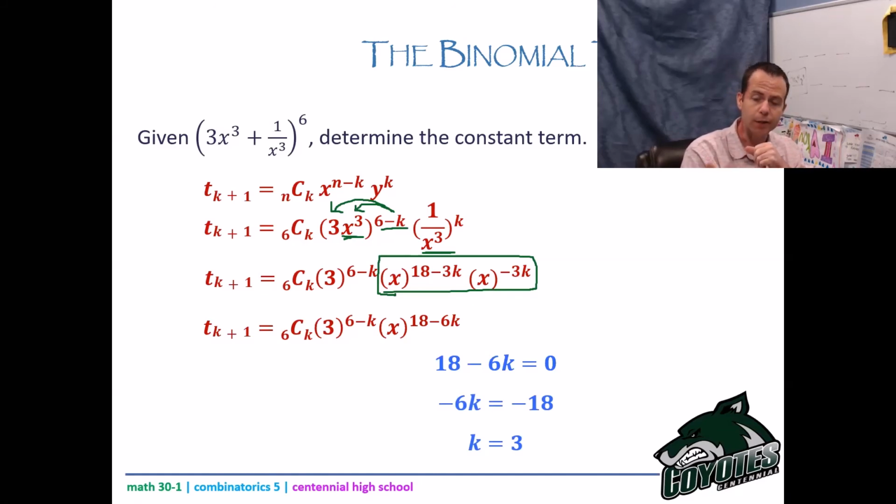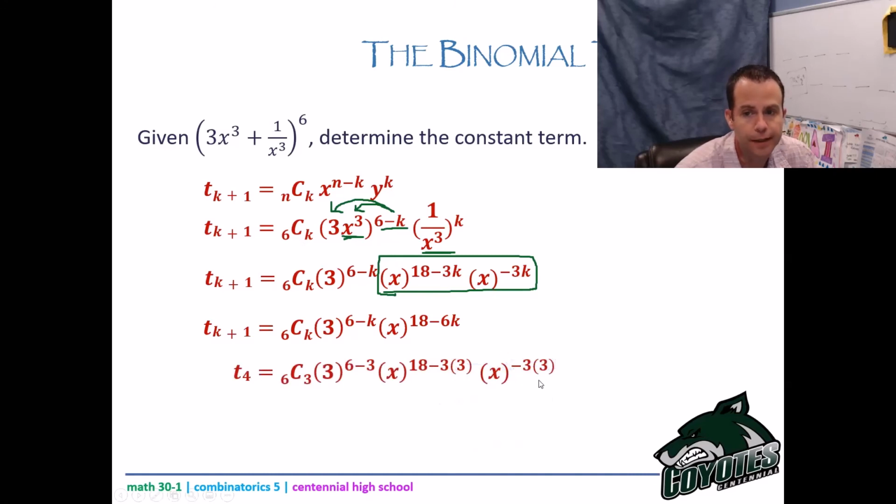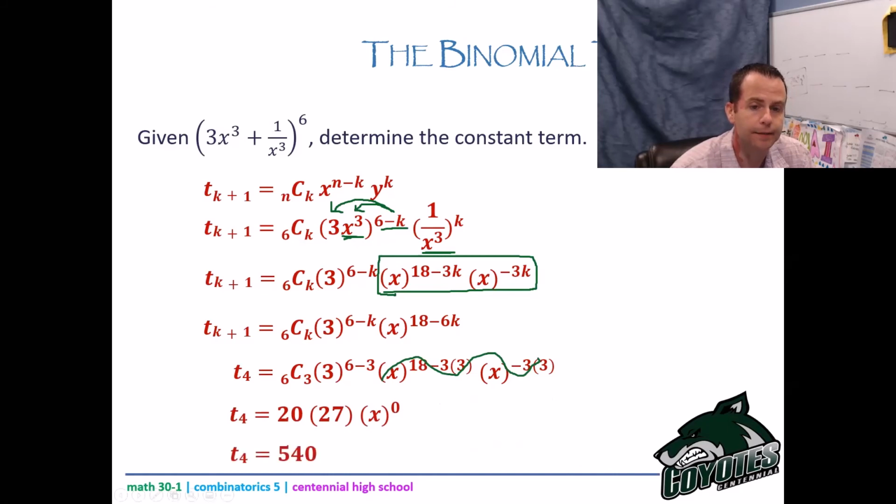Okay, so we figured that out. We figured out that k is 3. So now all we do is plug the 3 in for all my k's and solve. So there I go, plugging in all my 3's. This whole thing is gone now because it equals 1. And now I'm just looking at this guy. So 6 choose 3 times 3 to the 3, essentially. So I get 20 times 27, and that is 540. So the constant term is the fourth term, and it equals 540.